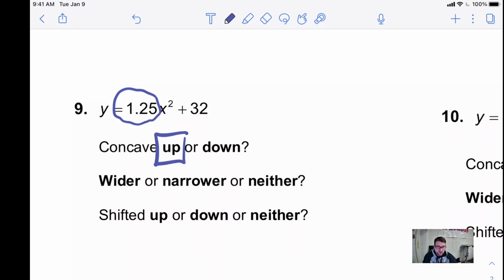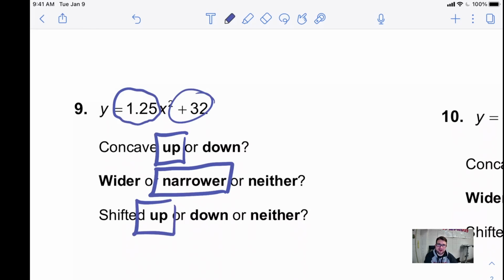1.25 is greater than 1. As long as you're bigger than 1, then it's going to be that vertical stretch. Think about it. If you took Play-Doh and stretched it out, it's going to get taller. And at the same time it gets taller, the sides kind of compress in and it gets narrower. Last part says, are we shifted up, down, or neither? Well, over here we added 32, which means we are moving our graph up.